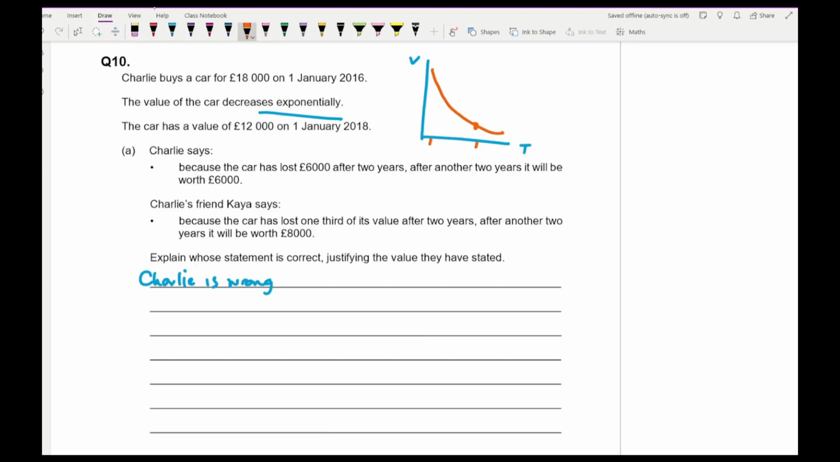So for this, we know that Charlie is wrong, Kaya is correct. And if we do 2/3 of 18,000, we get 12,000. And if we do 2/3 of 12,000, we get 8,000. So given the choices between the two, Kaya is going to be correct.